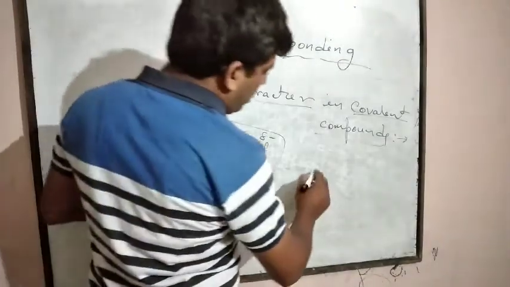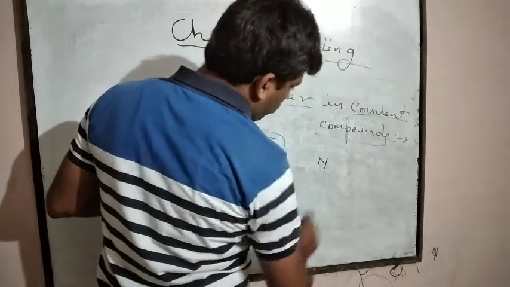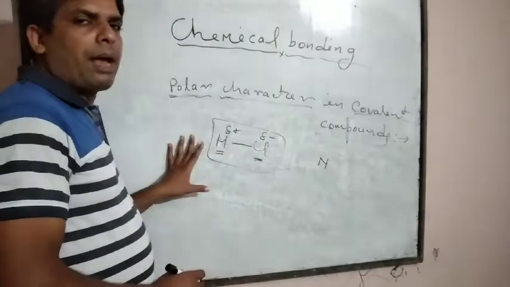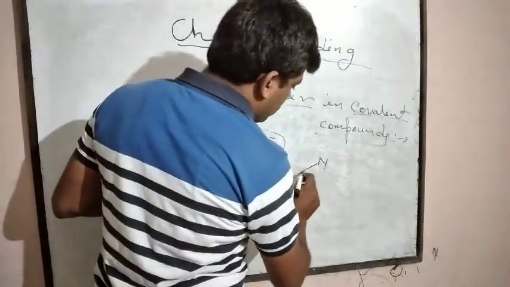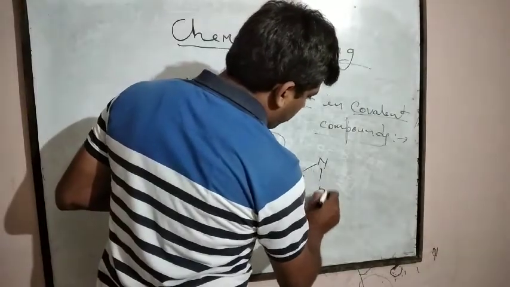If we take ammonia, we already know that ammonia has a pyramidal structure like this. It has a pyramidal structure.